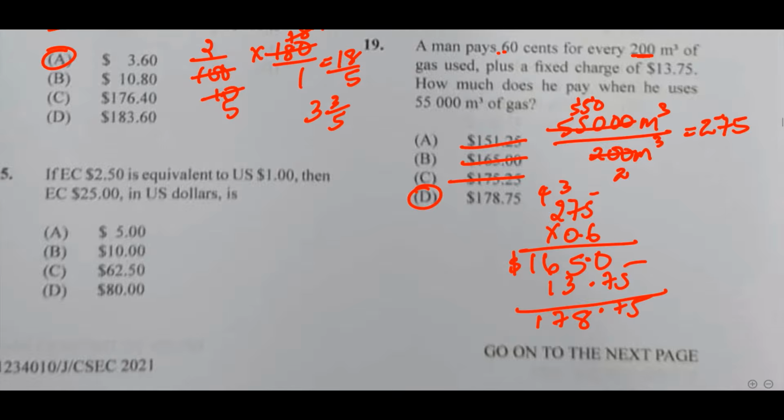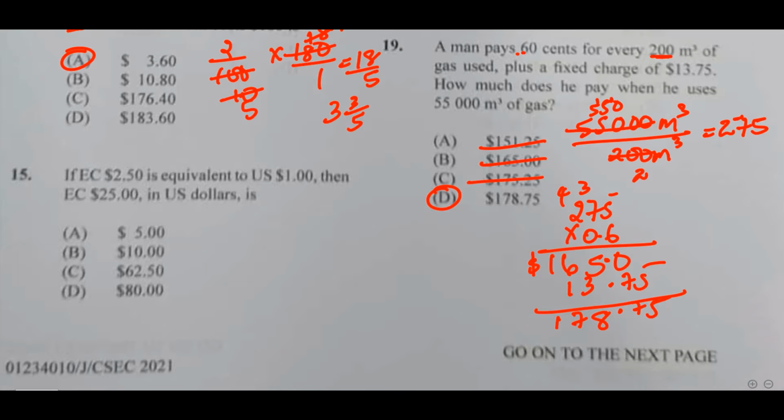Number 15. If EC 2.50 is equivalent to, so we have the EC here to the USD. So I can say 2.50 is equal to 1. Then what is $25 equal to in US?